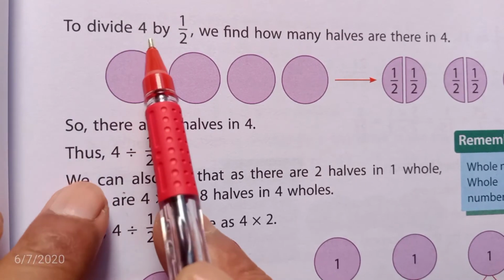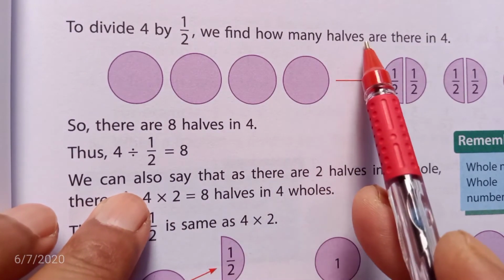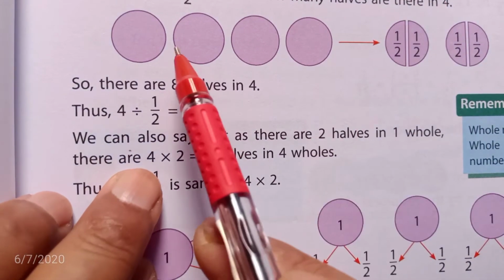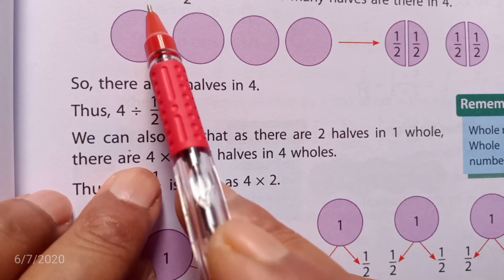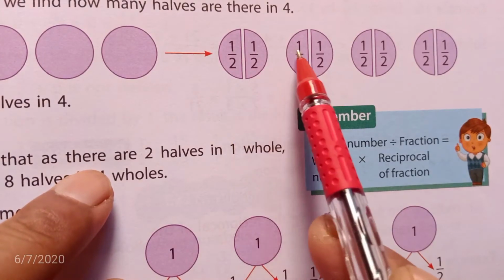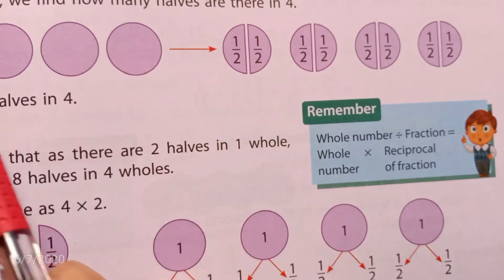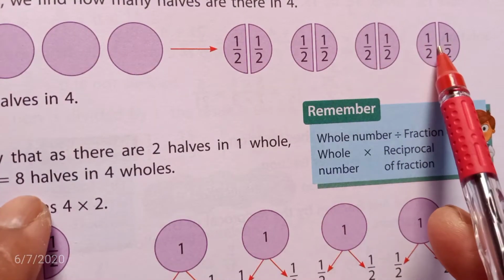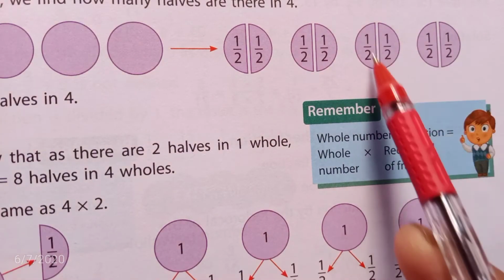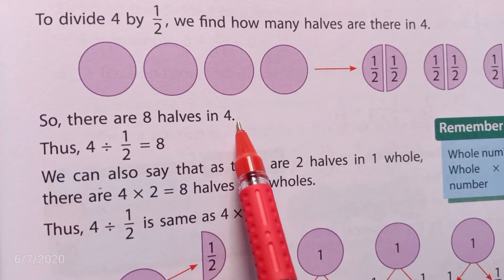See, to divide 4 by 1 by 2, we find how many halves are there in 4. So, if you make halves of 4, you get half, half, half, half, half, half, half, half. 1 whole means 2 halves. So, 4 whole means how many halves? 8 halves. 1, 2, 3, 4, 5, 6, 7, 8 halves are there, students. So, there are 8 halves in 4.